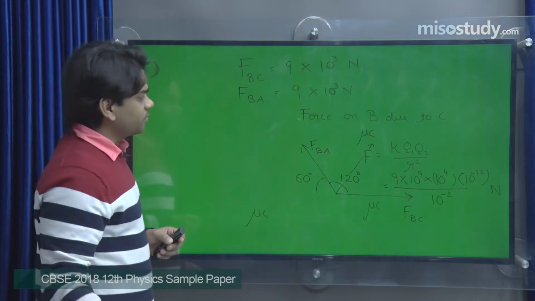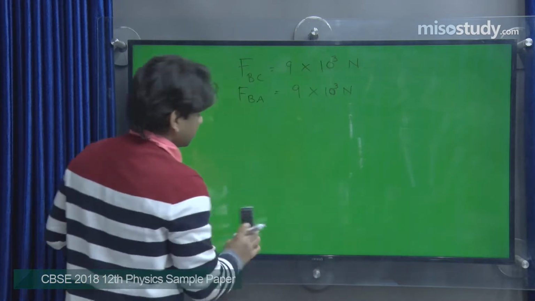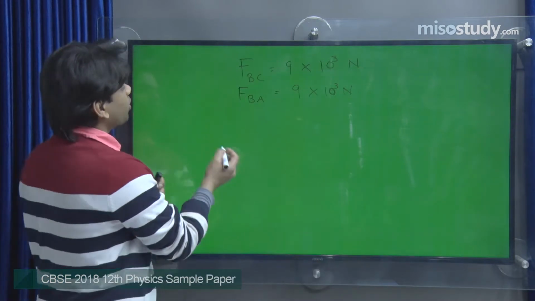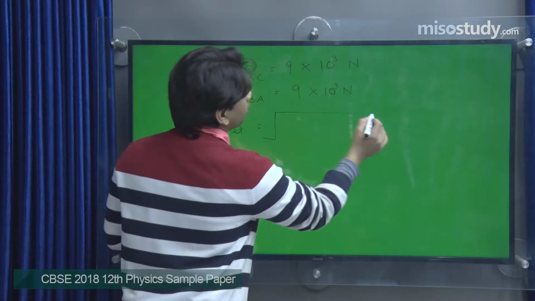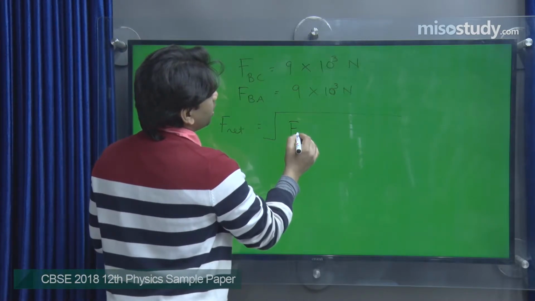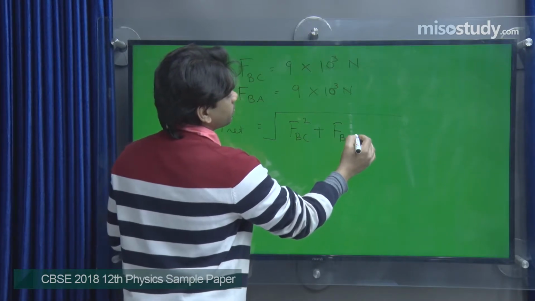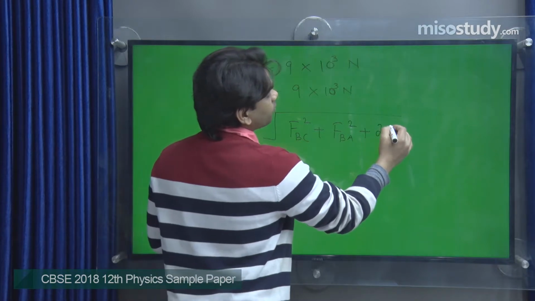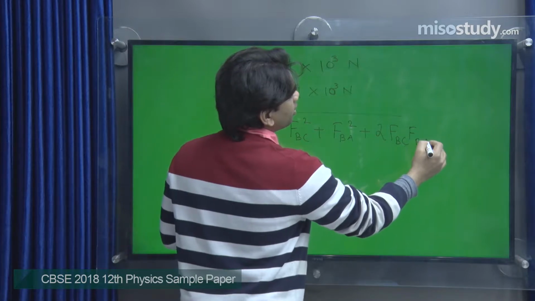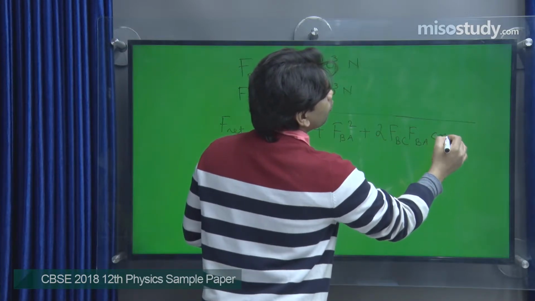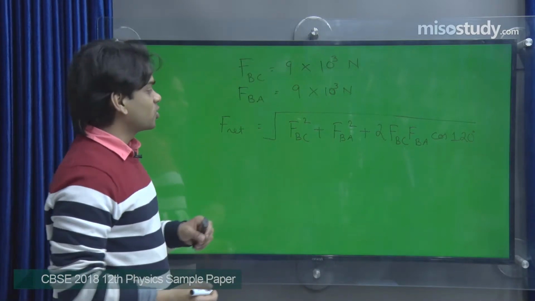The resultant would be, just take the vector sum of both. So resultant F net will be equal to under root of (F on B due to C) whole square plus twice of F_BC, F_BA cos 120 degrees. Easily we can solve this now.